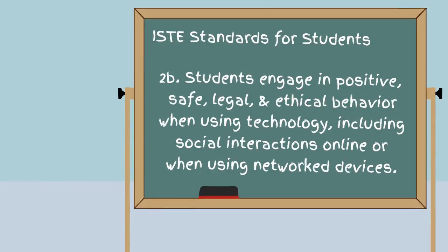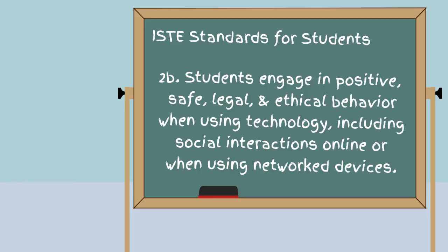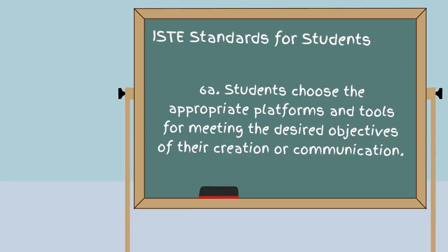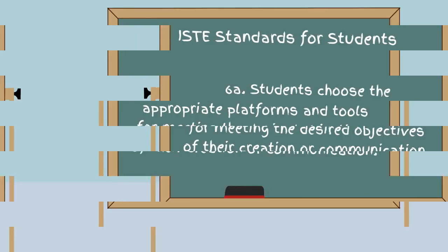In this video, we'll be covering Standard 2B, which says students engage in positive, safe, legal, and ethical behavior when using technology, including social interactions online or when using network devices. We will also be covering Standard 6A, which says students choose the appropriate platforms and tools for meeting the desired objectives of their creation or communication.